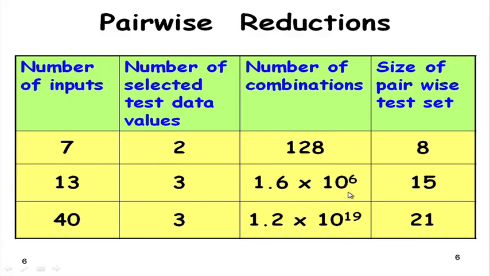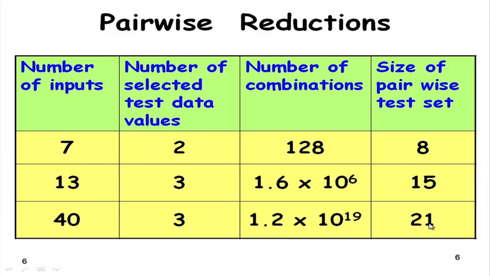Just see, 1.6 million, and if it is 40 inputs and each one takes 3 values, just see what is the number of test cases required. Nobody in his lifetime can have such a system tested if each of these combinations has to be tested, but then the number of pairwise test cases is 21, manageable, somebody can run 21 test cases.